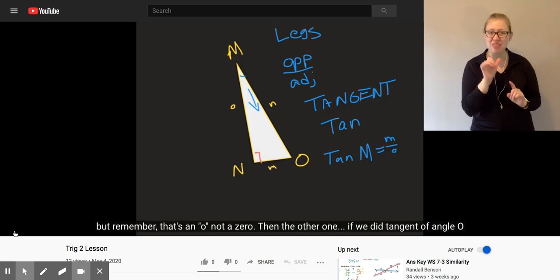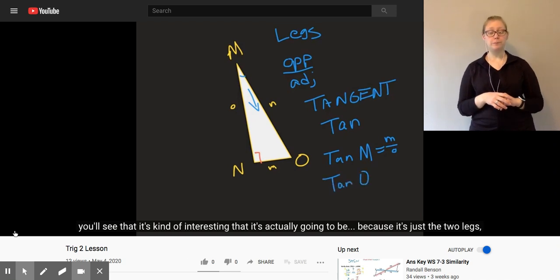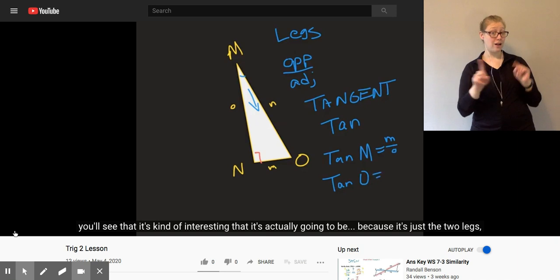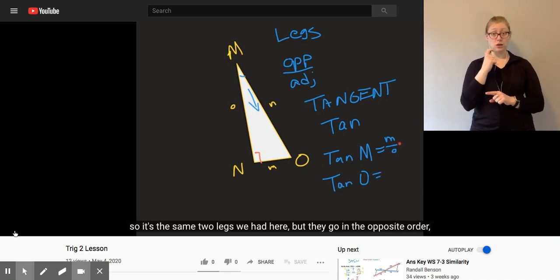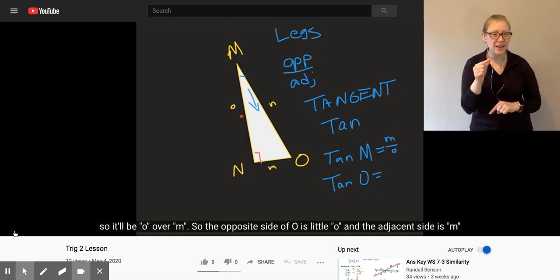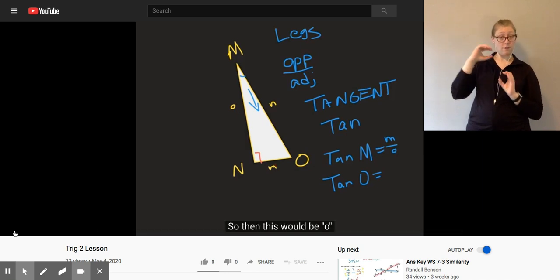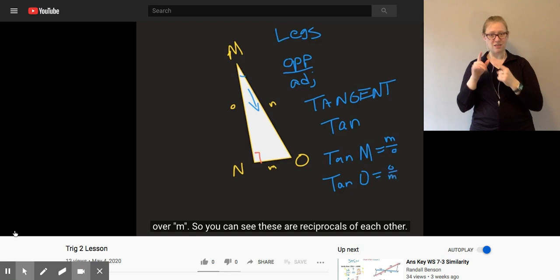Then the other one, if we did tangent of angle O, you'll see that it's kind of interesting that it's actually going to be, because it's just the two legs, the same two legs we had here, but they go in the opposite order. So it'll be O over M. So the opposite side of O is little o, and the adjacent side is M. So then this would be O over M. So you can see that these are reciprocals of each other.